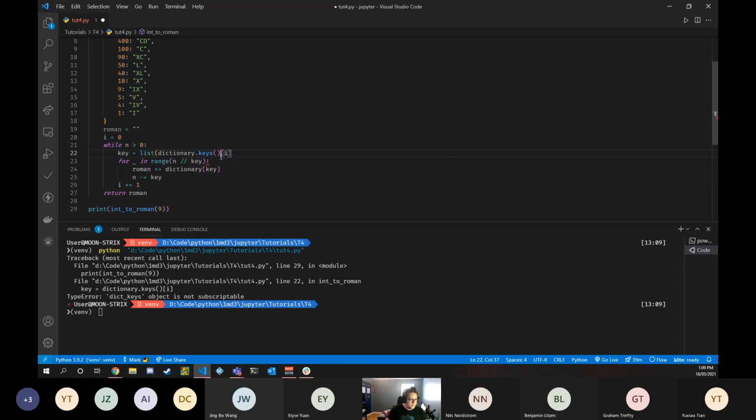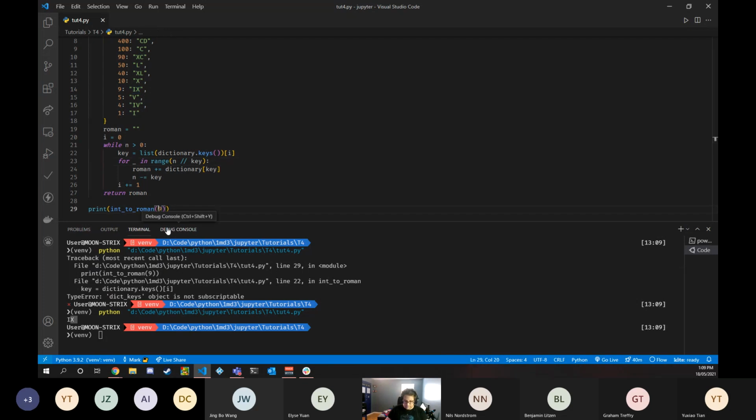I need to list the dictionary keys. Because yes, you can't get an index of something that isn't a list. 9 should be IX. If I look at 9, there's IX. Okay, someone give me another number. Something big. Something higher than 1,000, please.